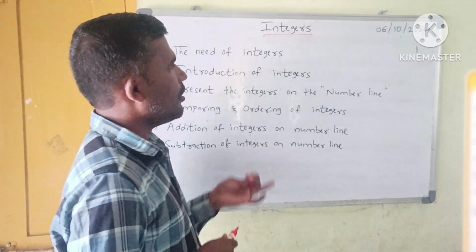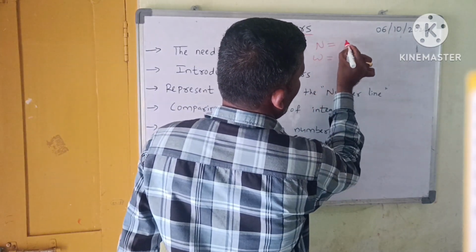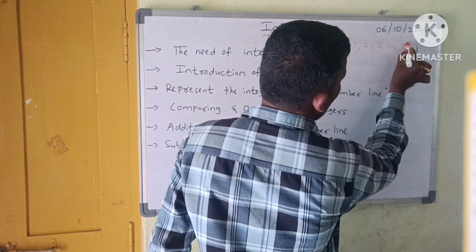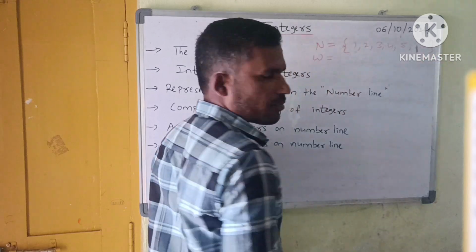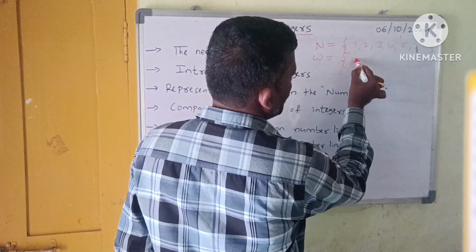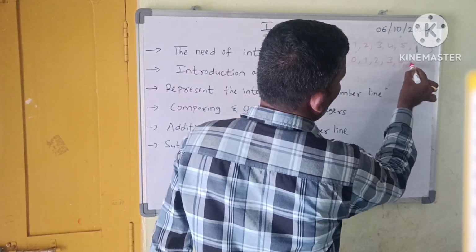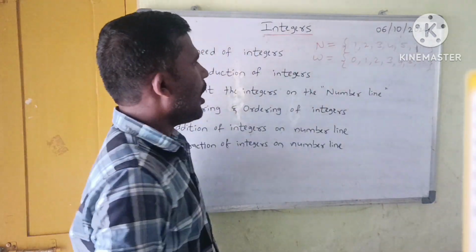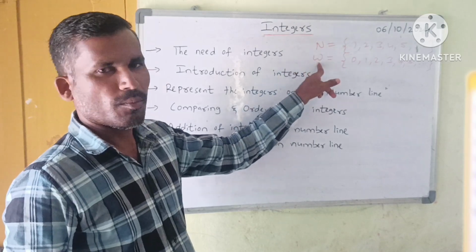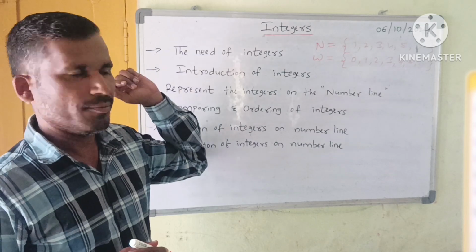Already in the number system we have natural numbers and whole numbers. The natural numbers start from 1, 2, 3, 4, 5 and so on, and the whole numbers, denoted with a W, start from 0, 1, 2, 3, 4, 5 and so on. Already we learned natural numbers and whole numbers in the previous grades, and now we have to learn what the need of integers is.